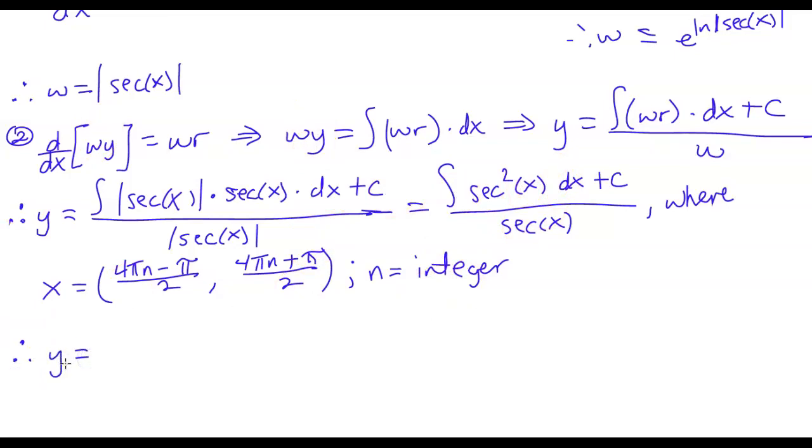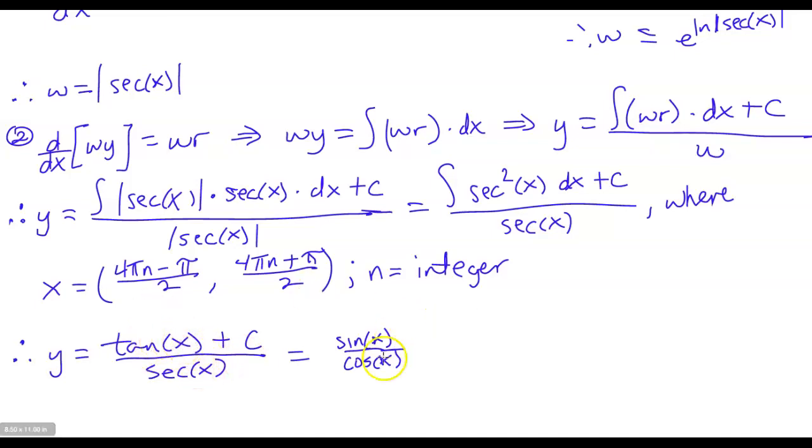Now what we need to do is figure out what the antiderivative of secant squared is. And of course, that's just tangent. So we got tangent of x plus our integration constant, all that divided by secant. And then from there, if we go ahead and write all this out, we know tangent is sine over cosine. And of course, secant is 1 over cosine. So it's going to give you something like this.